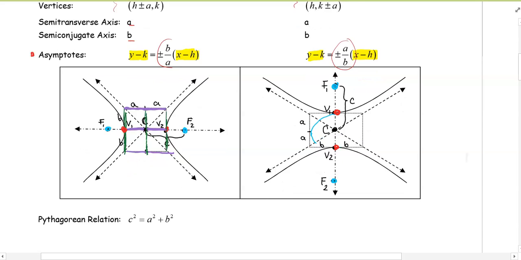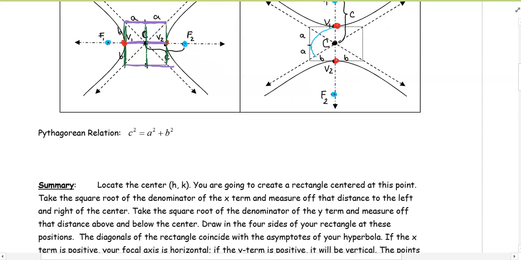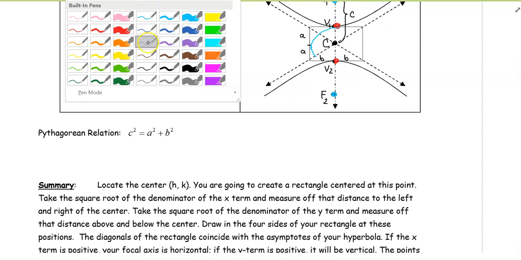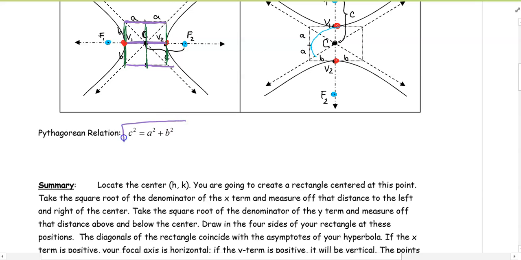Okay. This is a relationship that you will have to know. You will have to know this for any assessment. You'll have to have memorized the Pythagorean relationship of c squared equals a squared plus b squared. That's one you're probably a little bit more comfortable with compared to the other Pythagorean relationships.